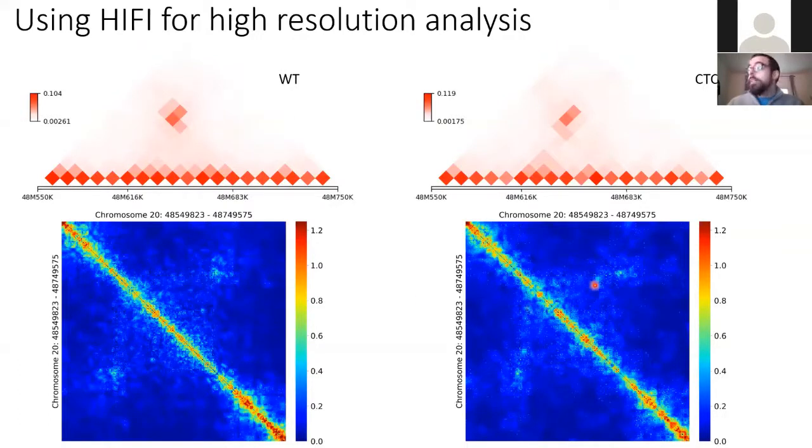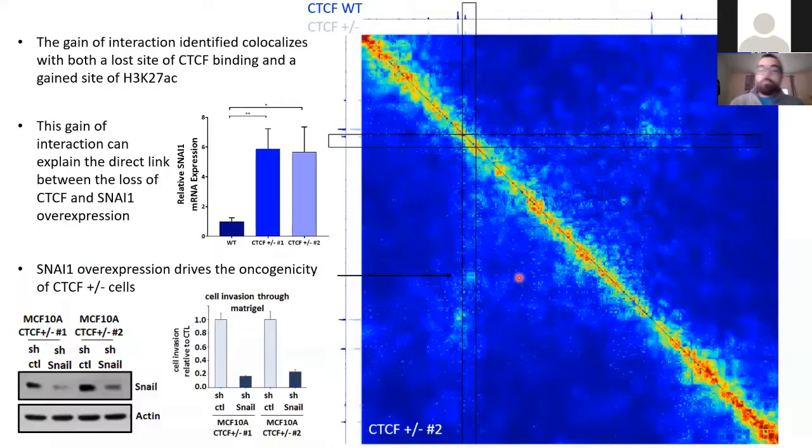So how can this little dot be so important for a project? Well, it depends where it is. It happens that this loop is located exactly between an interaction site where CTCF is lost at the promoter of Snail, which was upregulated in our knockout, and an anchor site where H3K27 acetylation, which is a mark for active enhancers, was also gained.